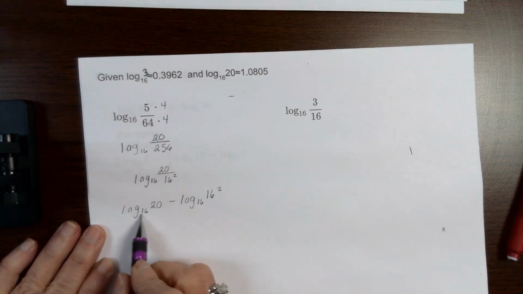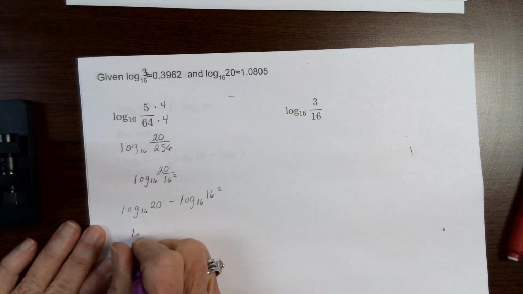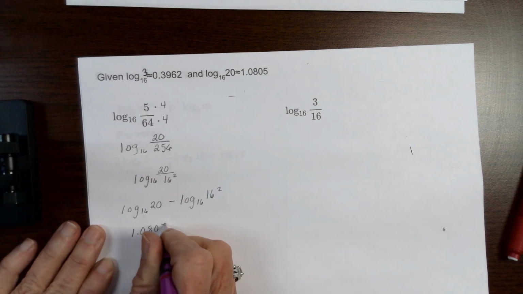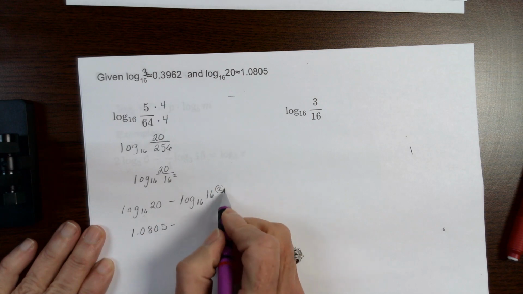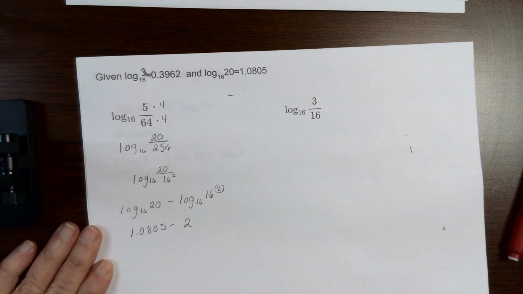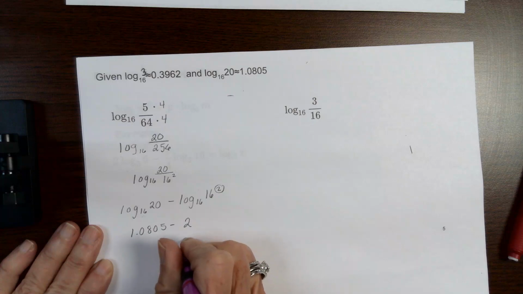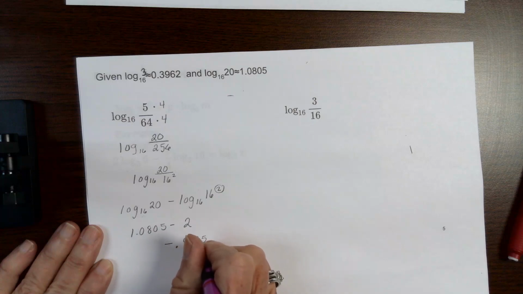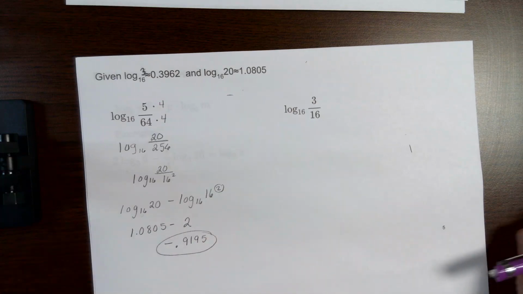The log of base 16 of 20 is 1.0805, and then the log of base 16 of 16 is 2. So 1.0805 minus 2 is going to give me a negative 0.9195. All right, this one over here.